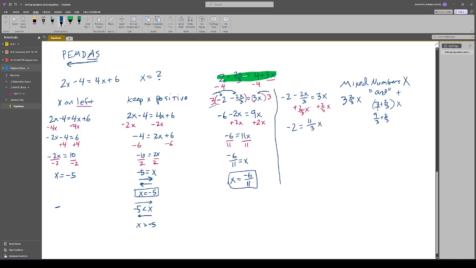Then I would follow through with multiplying and dividing, so I could do times 3 to get -6 equals 11x, and then divide by 11 to get -6 over 11 equals x, and I get the same final answer that I got before. So again, there are multiple paths through a problem. There's at least 4 or 5 other sequences you could follow through this, and they're all valid as long as you do them correctly.